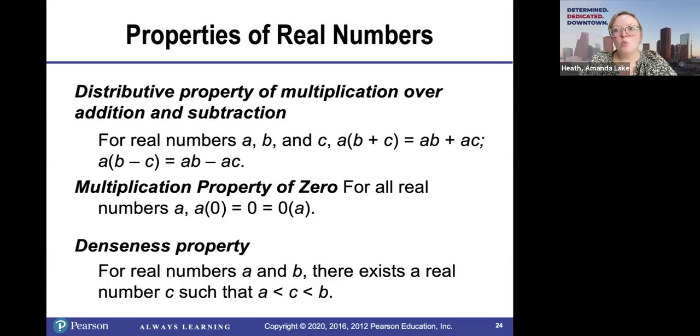If we take 1 and 2 in the integers, there's no number between 1 and 2 that's also an integer. But in the real numbers, we can take any 2 real numbers and we can always find a number between them. So for example, 1 and 2, 1.5 is between 1 and 2. Between 1.5 and 2, 1 and 3/4, and etc. You can keep finding numbers in that way. And we call that the denseness property, or that the real numbers are dense.